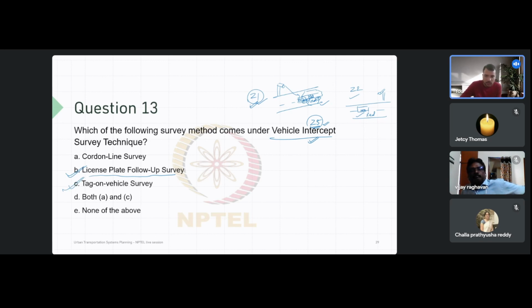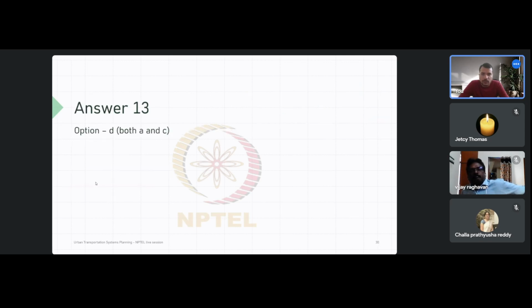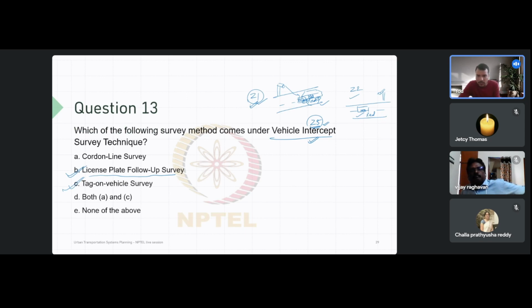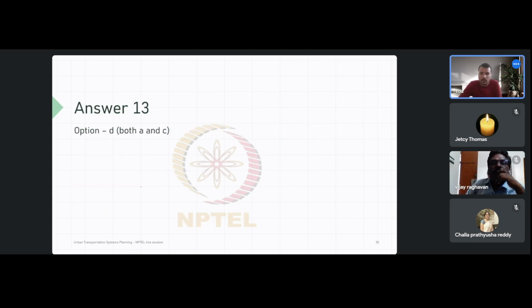Since B and C are both correct, both of these come under the vehicle intercept survey technique. So I think here it is incorrect. It should be B here rather than A. I think it is a typo. The correct answer is the one that encompasses both B and C, so we can correct it here. So option D is correct, both B and C.